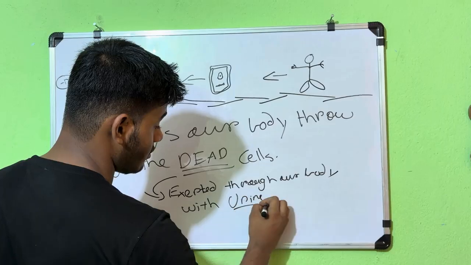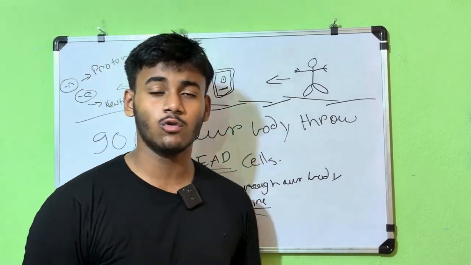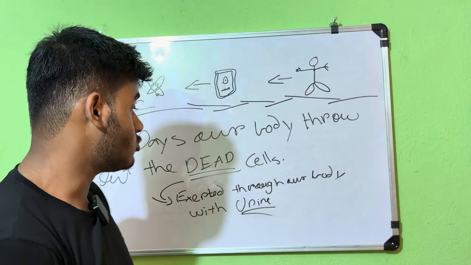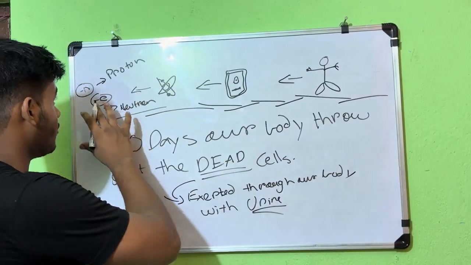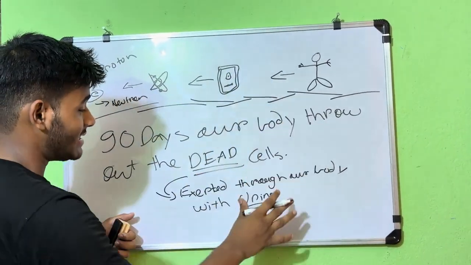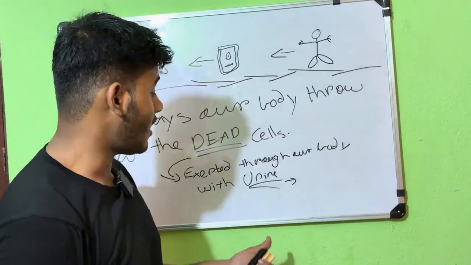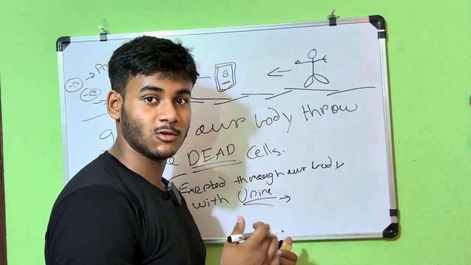Now, I hope you may know about urine, and if you don't, then please ask your classmates or you can Google it. When you go to the toilet, all these bad things, cells, come out with the urine. Even fat also comes out with urine when you do fat loss.